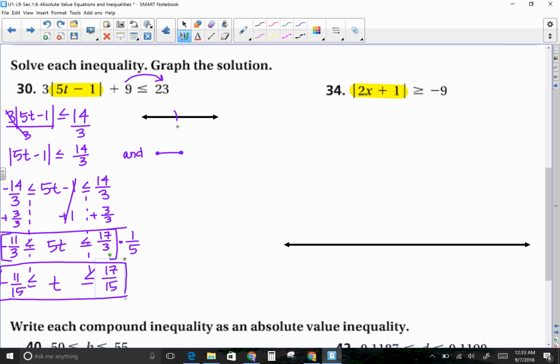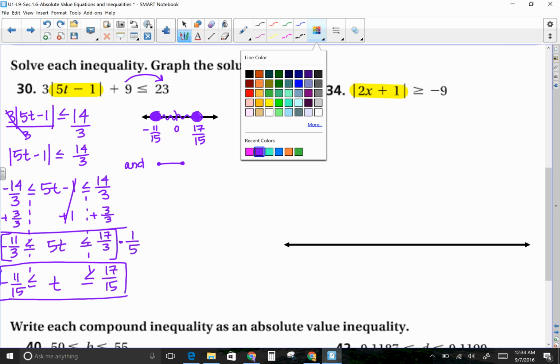To graph it on our number line, I'm going to put 0. And on the left, I'm going to put negative 11 over 15. And then over here, I'm going to put 17 over 15. I'm going to put circles on both. It's equal to, so I'm going to color them both in. And if I have this statement, I know I'm shading in between, which is what we said we were going to get in the beginning. Okay, so there's the graph of our algebraic solution right here.